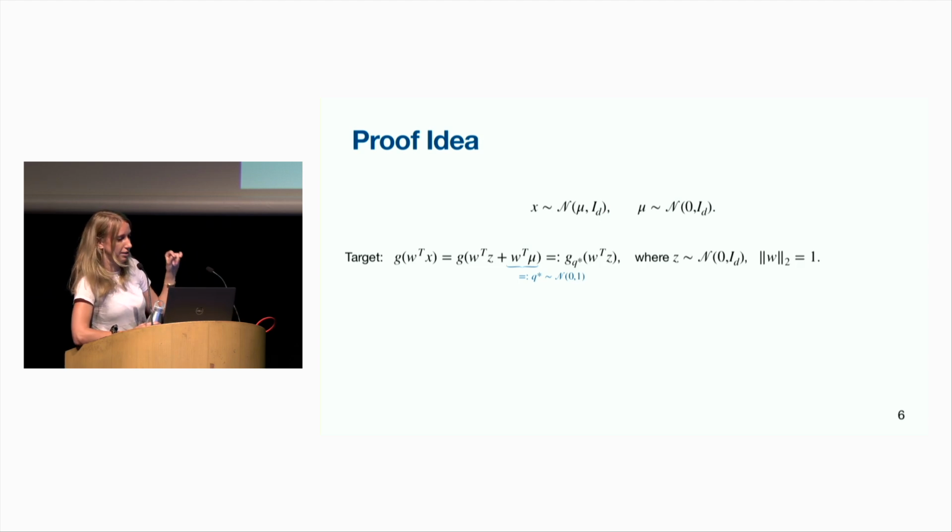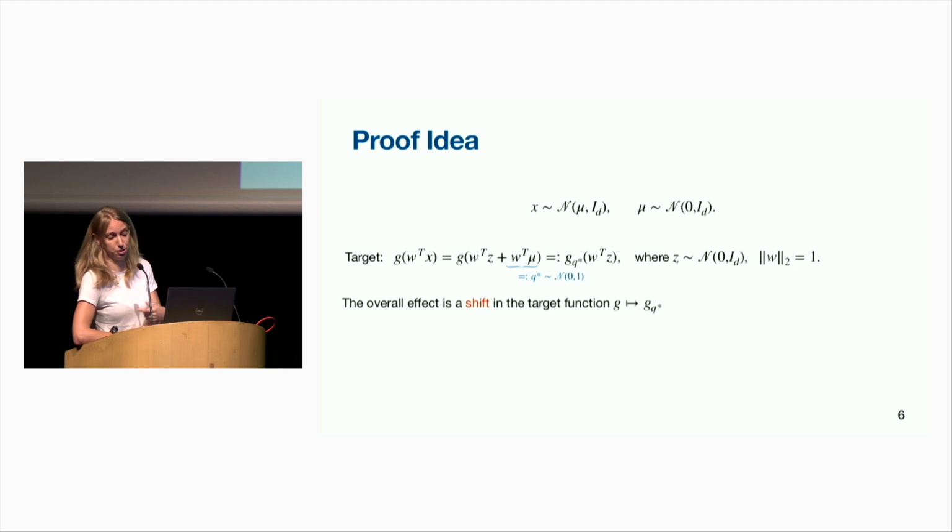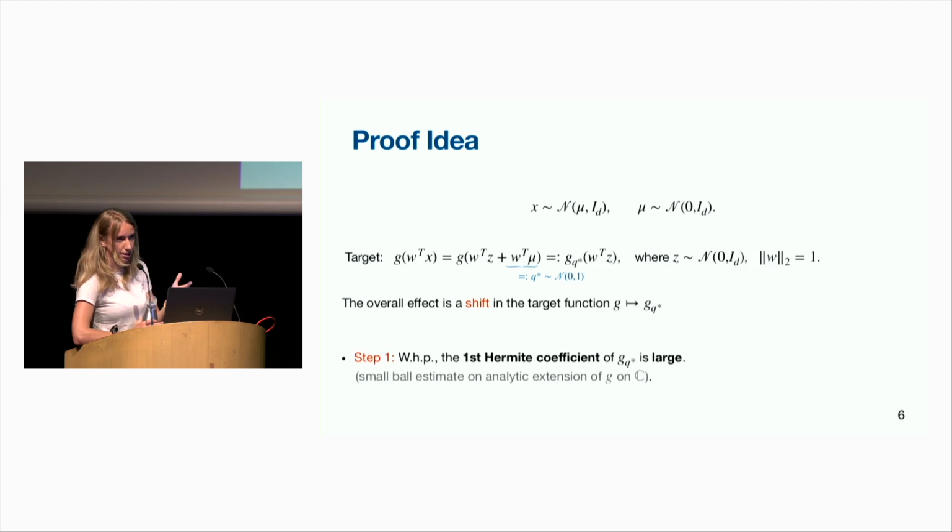Quick idea of the proof. If we look at the impact of the shift on the target function, and write x as z, which is an isotropic Gaussian, plus the mean mu, then the contribution from W transpose mu is just a shift, with W normalized. This means that the overall effect of the shift in the first moment consists in introducing a shift in the target function. So G is replaced by G_{q star}. The main technical part of the proof is showing that with high probability over this q star, the first Hermite coefficient of G_{q star} is large. In other words, the information exponent of this shifted function is 1 with high probability. This involves doing an analytic extension of G on the complex plane and then using some small ball estimates to obtain this high probability bound.